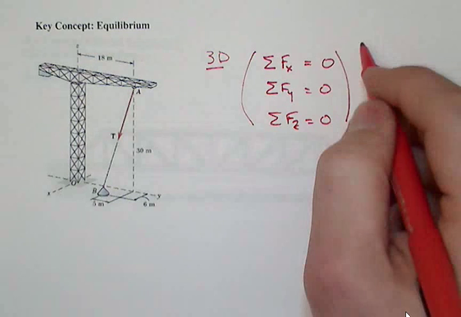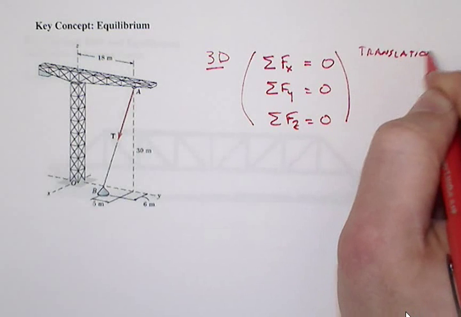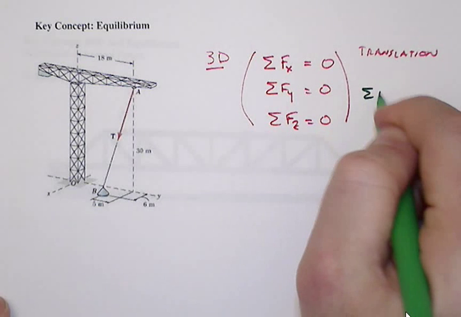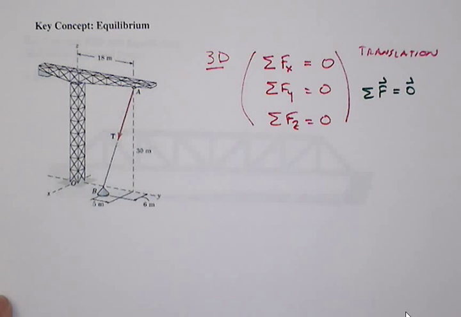These translational equations can be rewritten more simply in what I would call vector math terms as the sum of the force vectors equal to zero, and that encompasses the three translational equations.